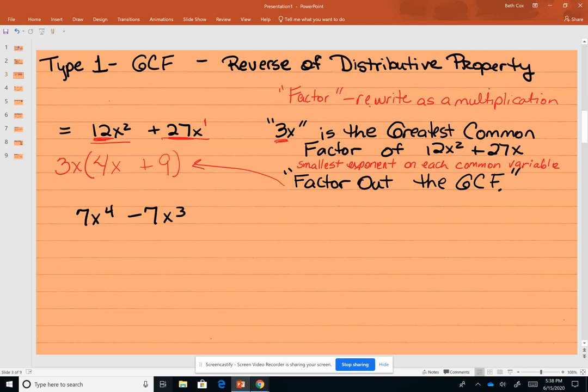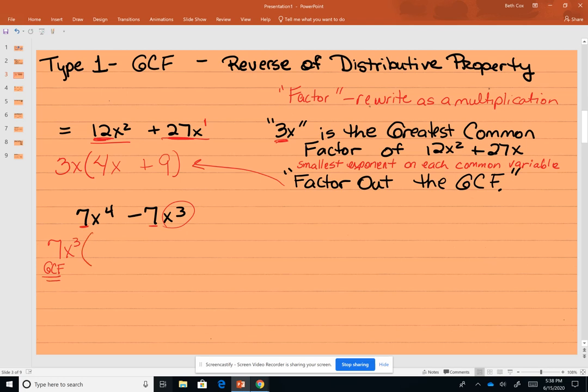So let's look at the next one. The common number, again, if this was a fraction, you would reduce by 7 because both numbers have a 7 in common, so that's your common number. Your variable, you take the smallest power. They both have x's, and so the smallest is x to the third. And so this is our GCF right there.